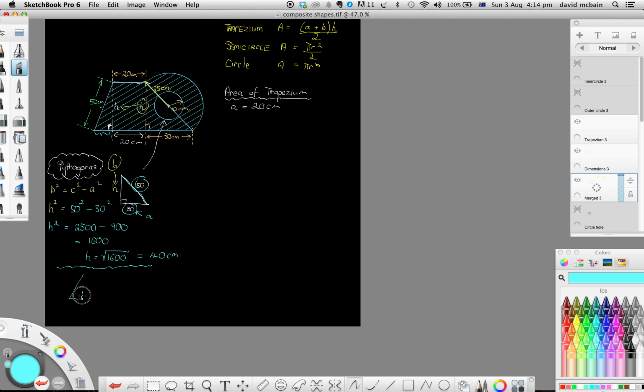Let's draw a little picture of the triangle. There it is there. We know that that side there is 50, and we know that this side here is 40. And if you do your Pythagoras calculation, you'll see that ends up being 30 centimetres.